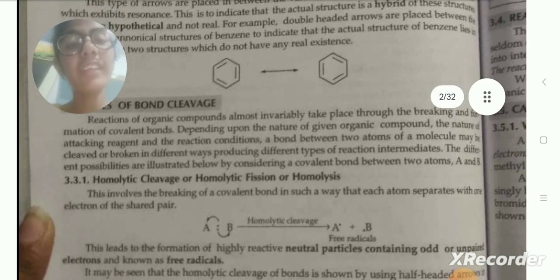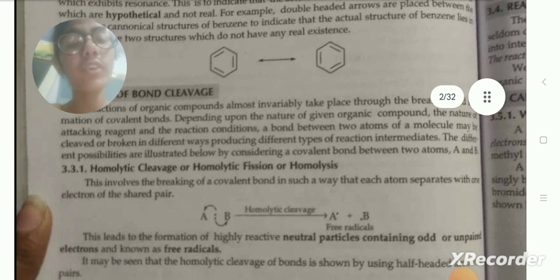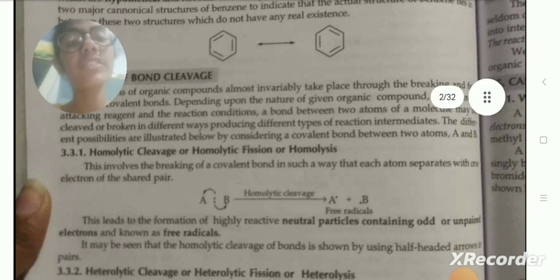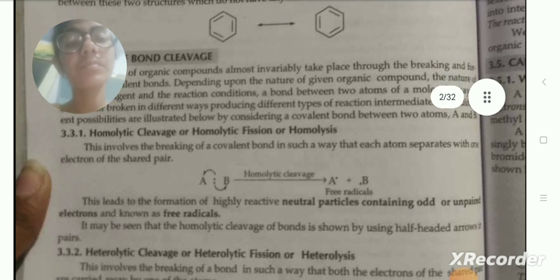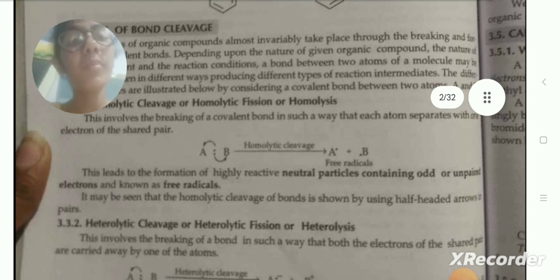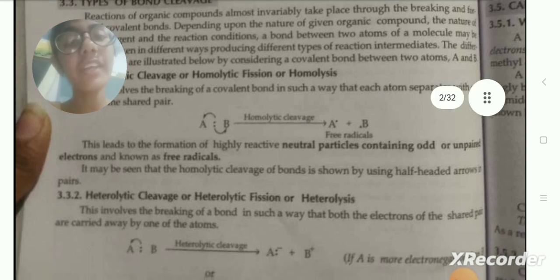First is homolytic cleavage, or homolytic fission, or homolysis. This involves the breaking of a covalent bond in such a way that each atom separates with one electron of the shared pair. This leads to the formation of highly reactive neutral particles containing odd or unpaired electrons, known as free radicals. It may be seen that the homolytic cleavage of a bond is shown by using half-headed arrows in pairs.